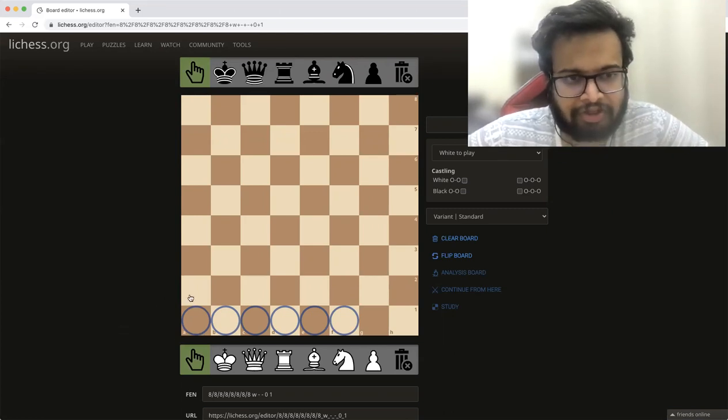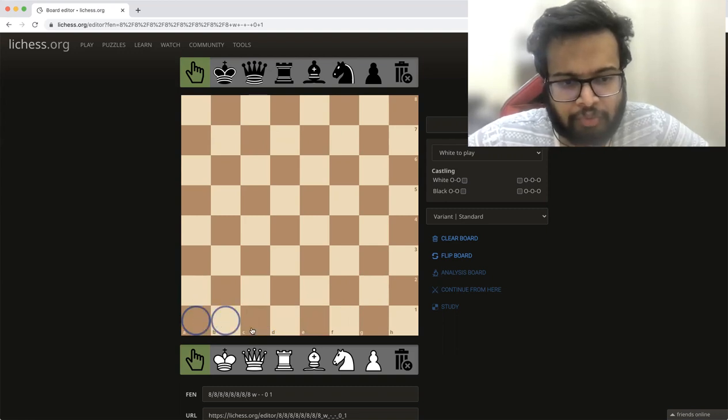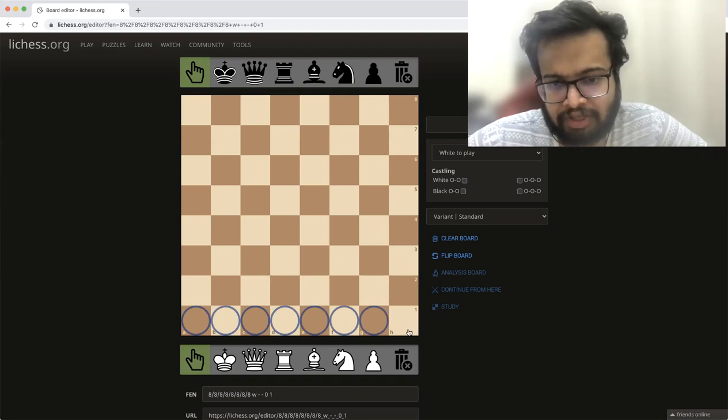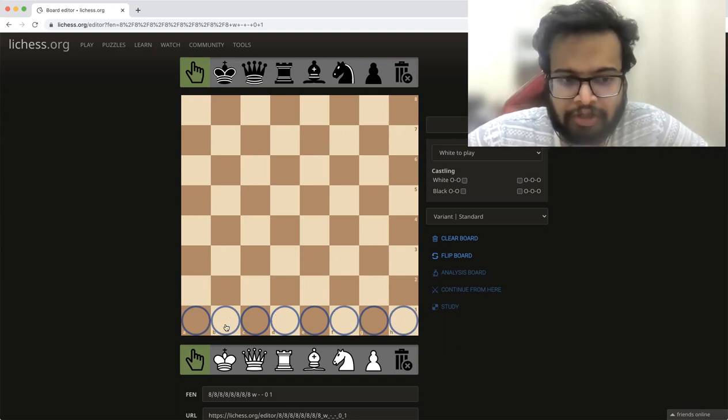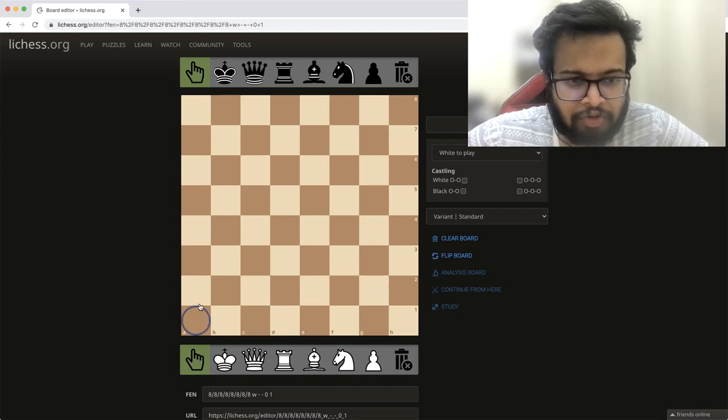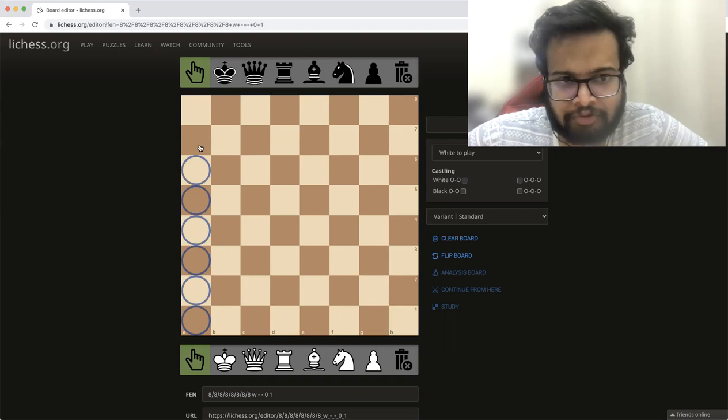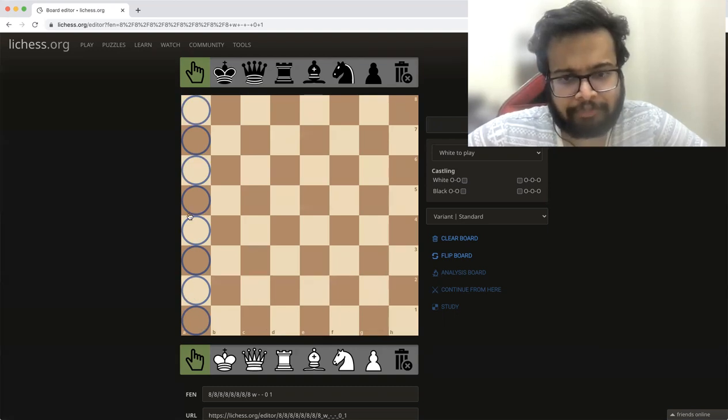And if you will see, let's count how many squares there are in total. 1, 2, 3, 4, 5, 6, 7, 8. So there are 8 squares horizontally. So what do we call it? Horizontally. Okay. And let's count vertically. 1, 2, 3, 4, 5, 6, 7, 8. So the 8 squares are there vertically, right?